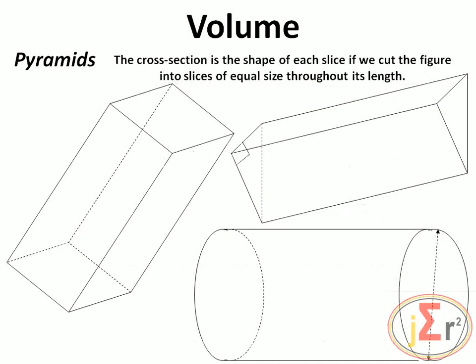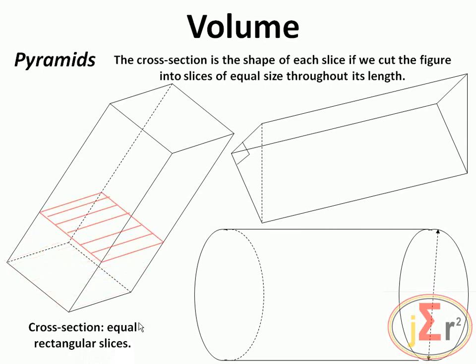So let us look at what the cross-section really means. The cross-section is the shape of each slice if we cut the figure into slices of equal size throughout its length. So if we go throughout the length, dividing or cutting it into slices of equal size, then we understand that the shape of each slice is going to be the cross-section. So the cross-section, equal rectangular slices in this particular case, so we know that the cross-section is that shape that we have there that began at one extreme and will end at the other.